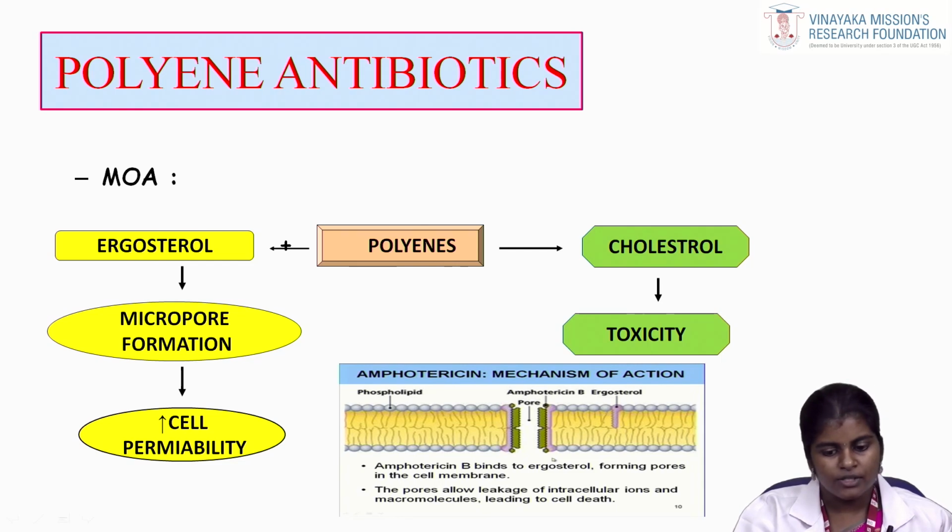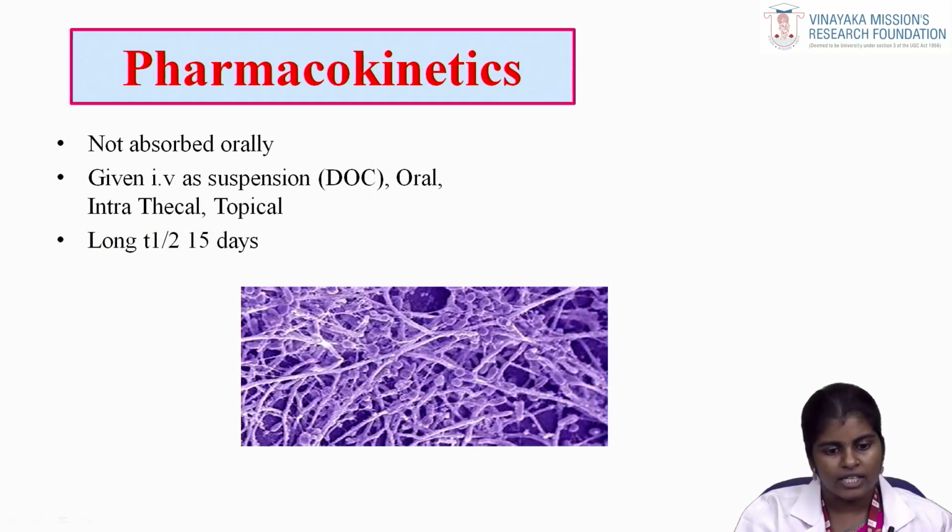So the mechanism of action of amphotericin B: it binds with ergosterol, and finally it forms pores in the cell membrane. These pores cause leakage of intracellular ions and macromolecules, finally leading to the death of the fungus. So coming to the pharmacokinetics, actually it is not absorbed orally. In this condition, you can give it IV. It can be made with the help of deoxycholate.